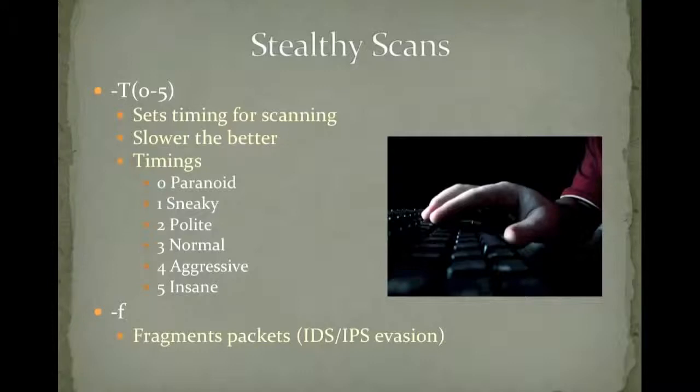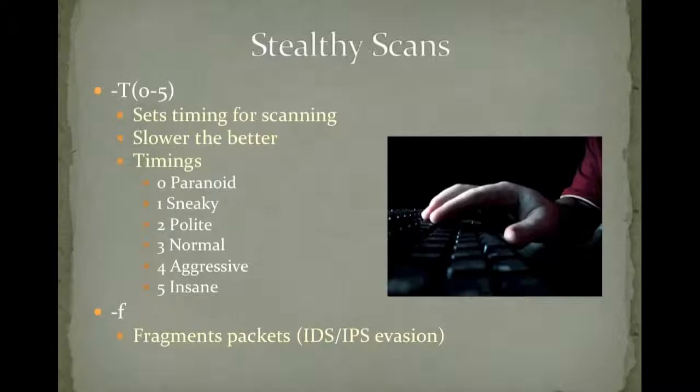0 is paranoid, 1 is sneaky, 2 is polite, 3 is normal, 4 is aggressive, 5 is insane. These are the names of the levels. Paranoid is extremely slow, and you should only use it when you're paranoid, because it takes forever. 3 is normal, it's a normal scan. 5 is insane, which is really, really fast, and IDSs will be able to pick that up because it looks very predictable.